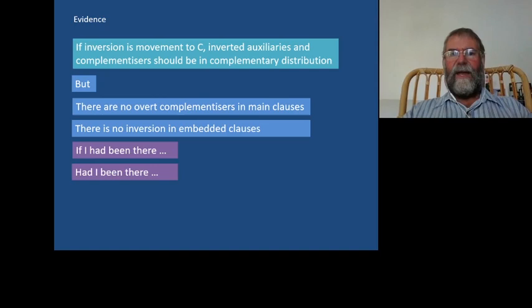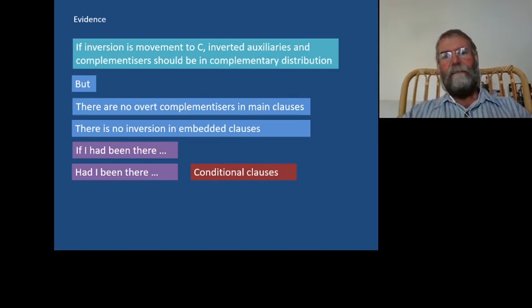Fortunately, however, there is a construction which can either make use of a complementizer or an inverted auxiliary. And this is known as the conditional clause. Okay, a conditional clause is a clause that sets out a condition for the main clause to be true or not. For example, if I had been there, I would have stopped it from happening, or something like that. So the if I had been there is the condition on which I would have stopped it happening being true.